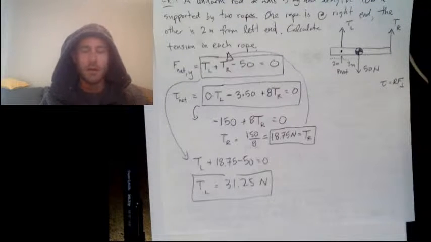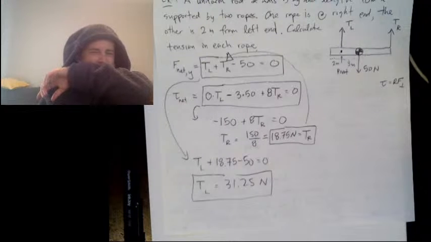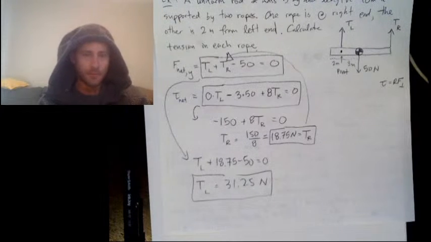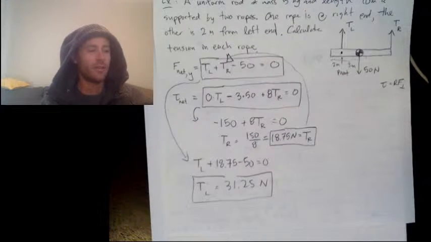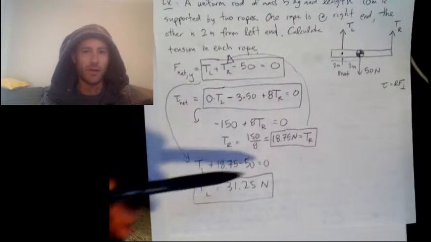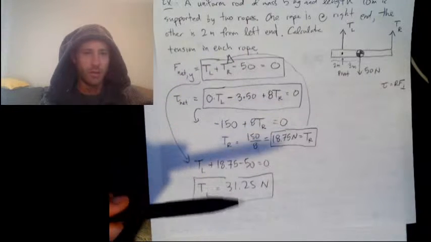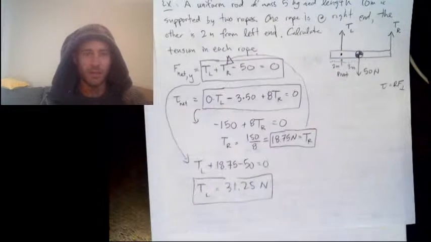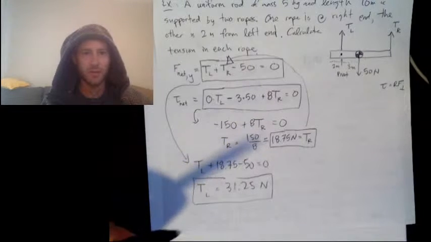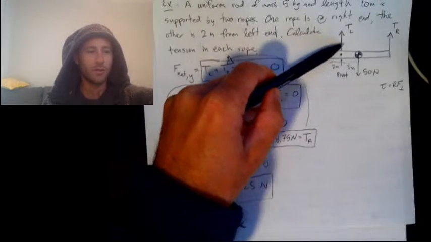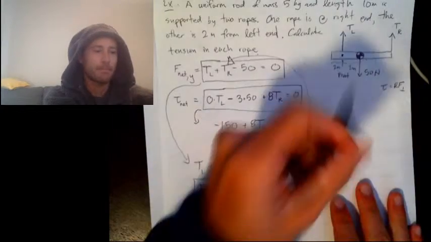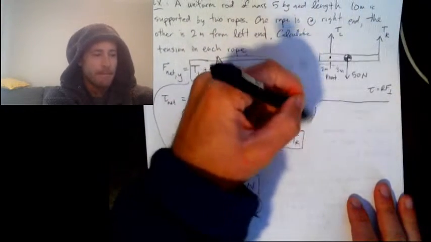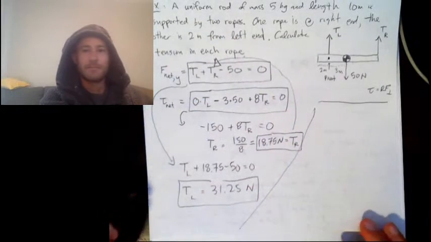So there you have it. One of the things you'll notice here is that the left tension is greater than the right tension. So why was that in this case? Whichever rope is closer to the center of mass is going to be the one that is carrying more of the weight. Okay. So that's kind of an interesting point. So this rope would need to be stronger than that rope. All right.